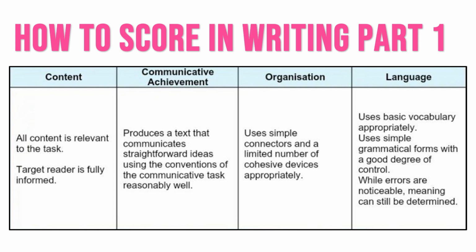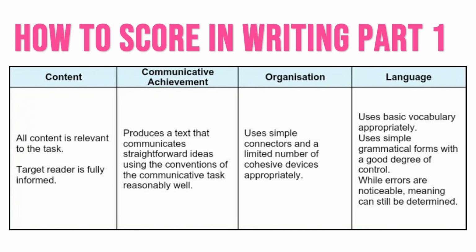Now, let's look at how to score in writing part 1. There are 4 criteria that we need to focus on. Number 1, content. We have to make sure all content is relevant to the task. We also need to remember that the target reader is fully informed. Next, communicative achievement. We need to produce a text that communicates straightforward ideas using the convention of the communicative task reasonably well.